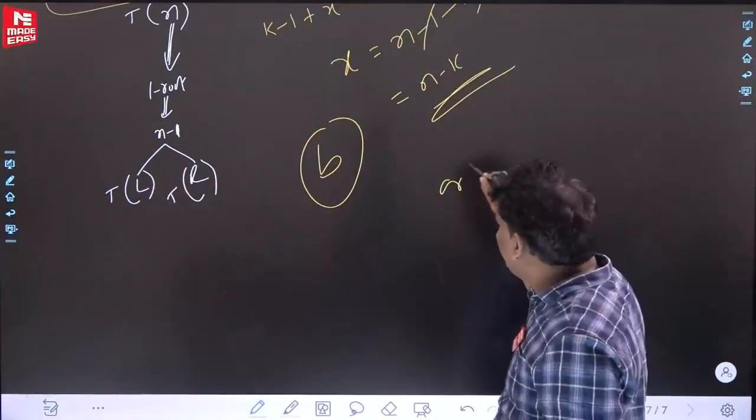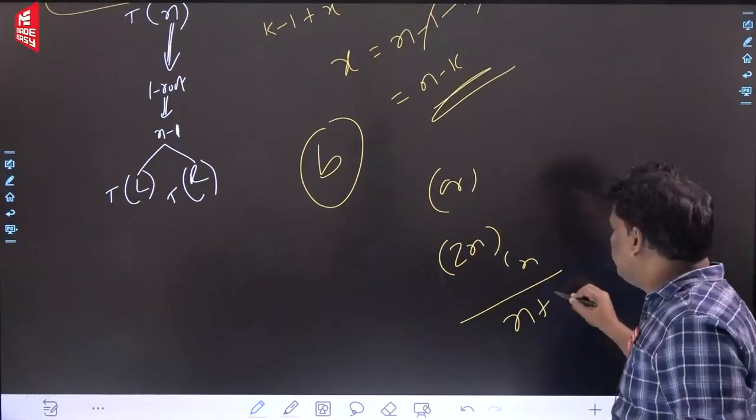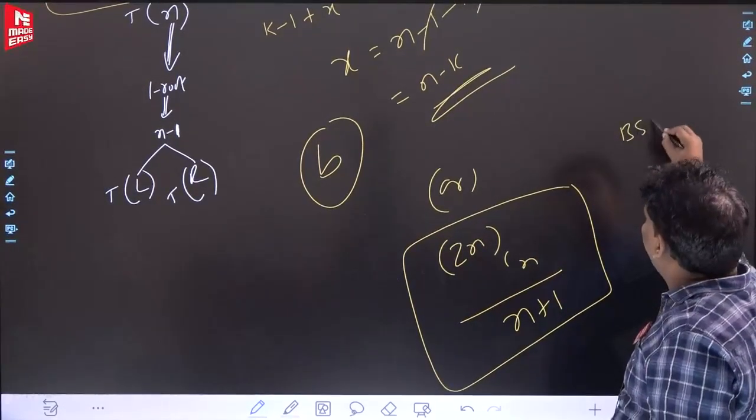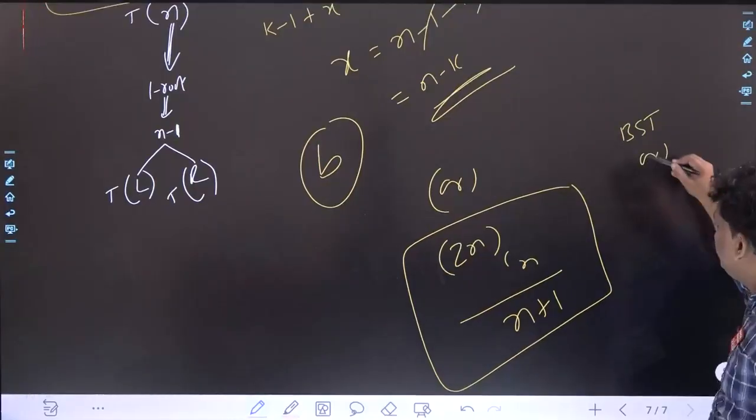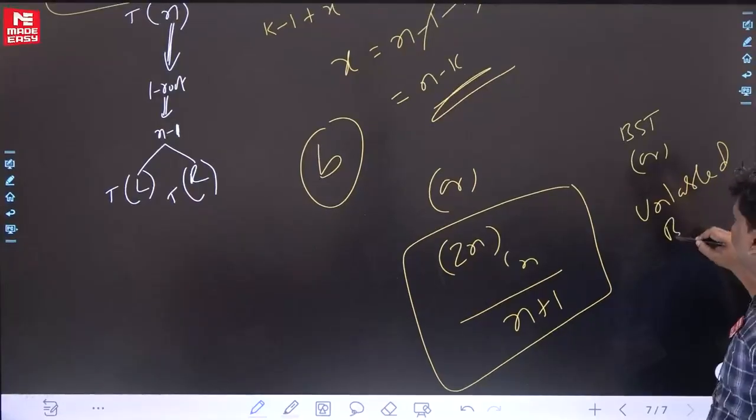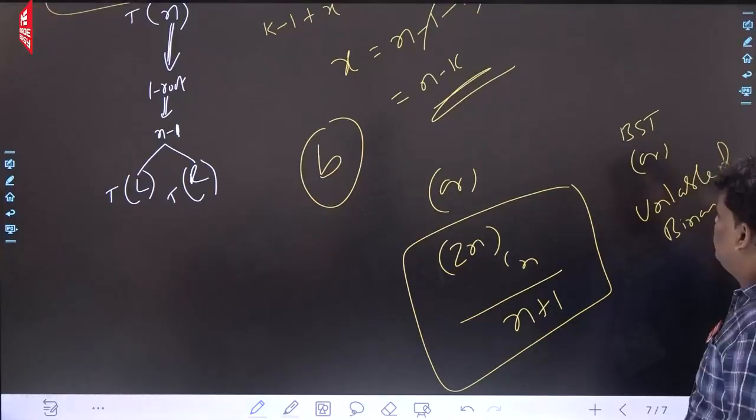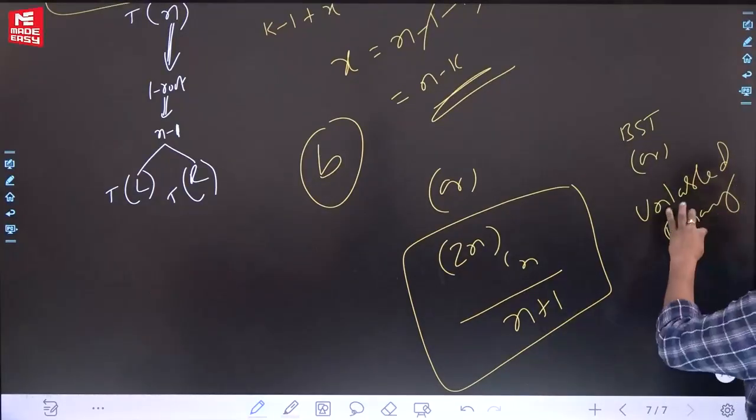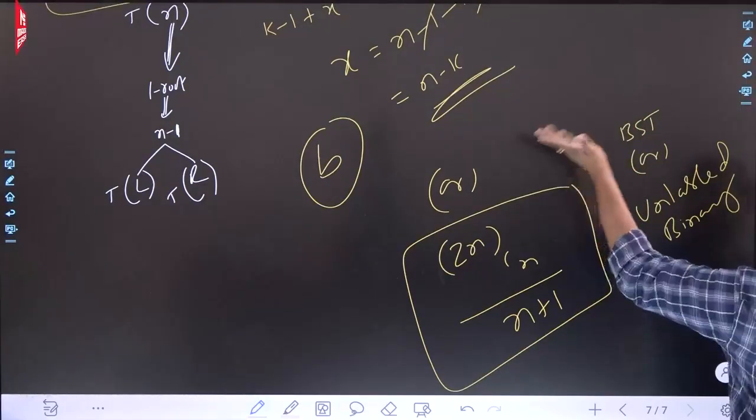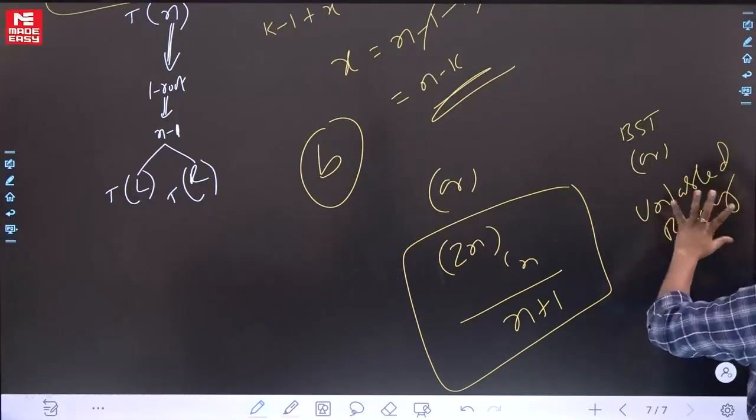One more formula there to find out the number of BSTs. This is 2n C n divided by n plus 1. This also will give the number of BSTs for n nodes. This is for BST, and another name for it is unlabeled binary tree. Unlabeled binary tree and number of BSTs are both equal. Meanings may be different. Unlabeled means no labels are there. BST means labels are there, left smaller, right greater. That is the only difference.